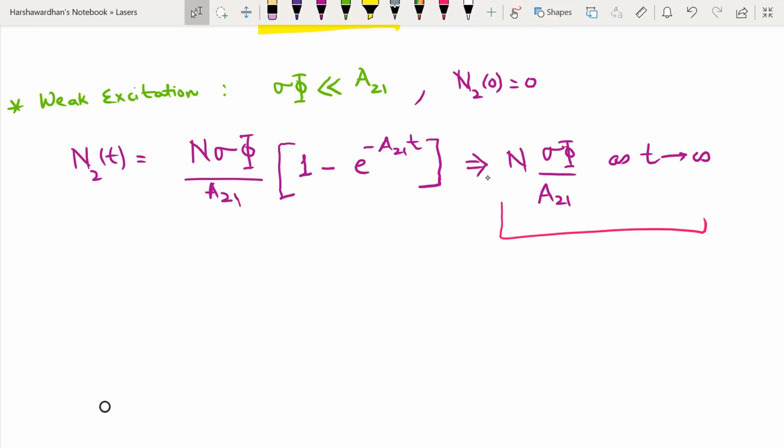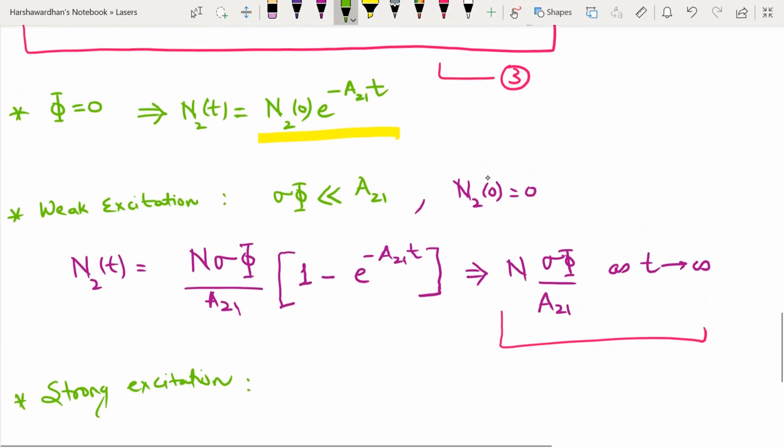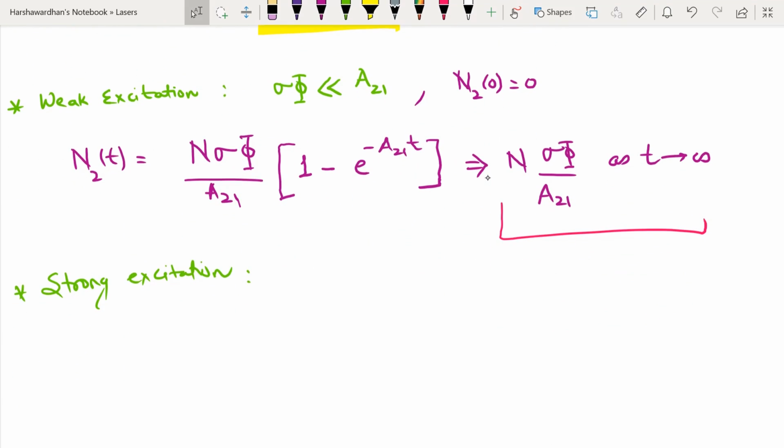The next regime of interest is the strong excitation. So again, let me repeat myself. I've ensured that my photon flux is a constant in time, and hence I am looking at it as a constant parameter. If my photon flux itself was a function of time, I'll have to integrate this more carefully. Okay, so for the strong excitation, obviously I need to reverse the above condition. Now my sigma phi is much greater than A21.